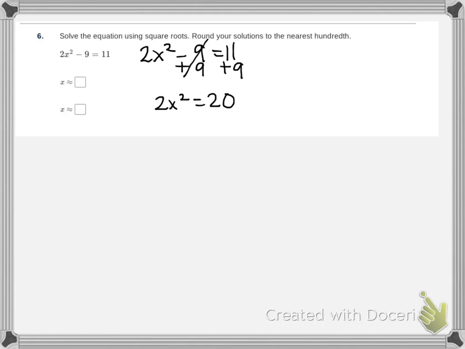I can't square root yet. Do you know why? It's because of the 2. So how do I get rid of the 2?